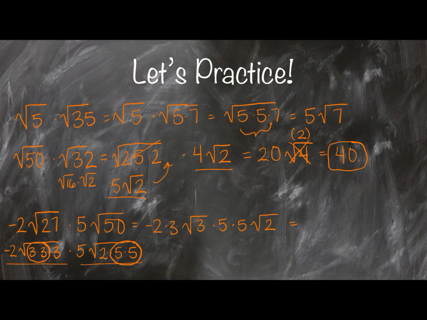Well, what's negative 2 times 3 times 5 times 5? Really, we're ending up with negative 2 times 5 would be negative 10. Negative 10 times 15 would be negative 150. And we're going to be left with the square root of 6 on the inside. Can I simplify square root of 6? Nope, so we're done.